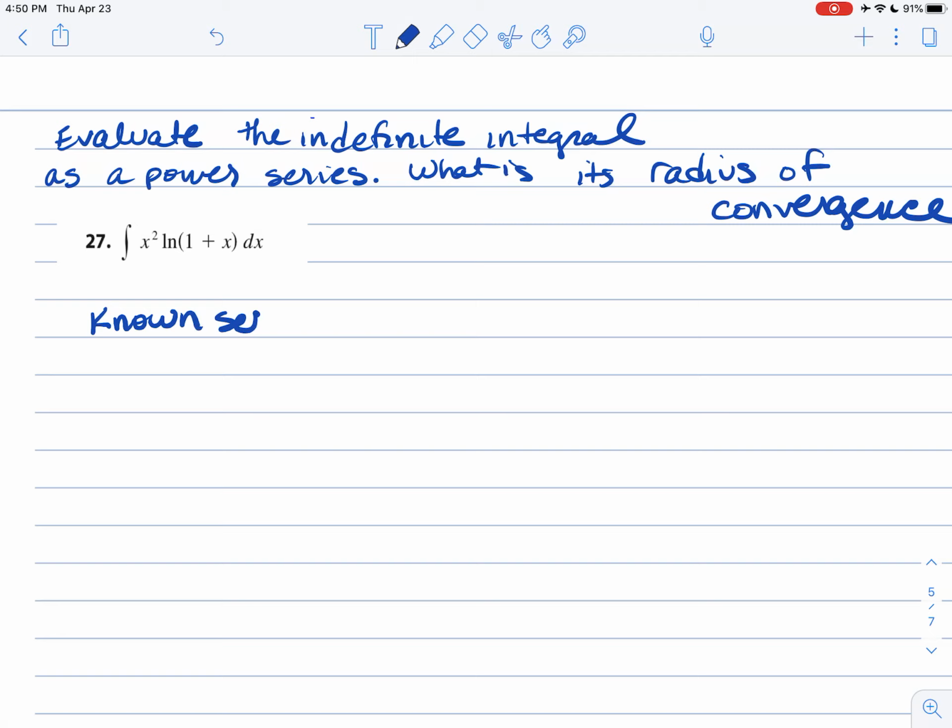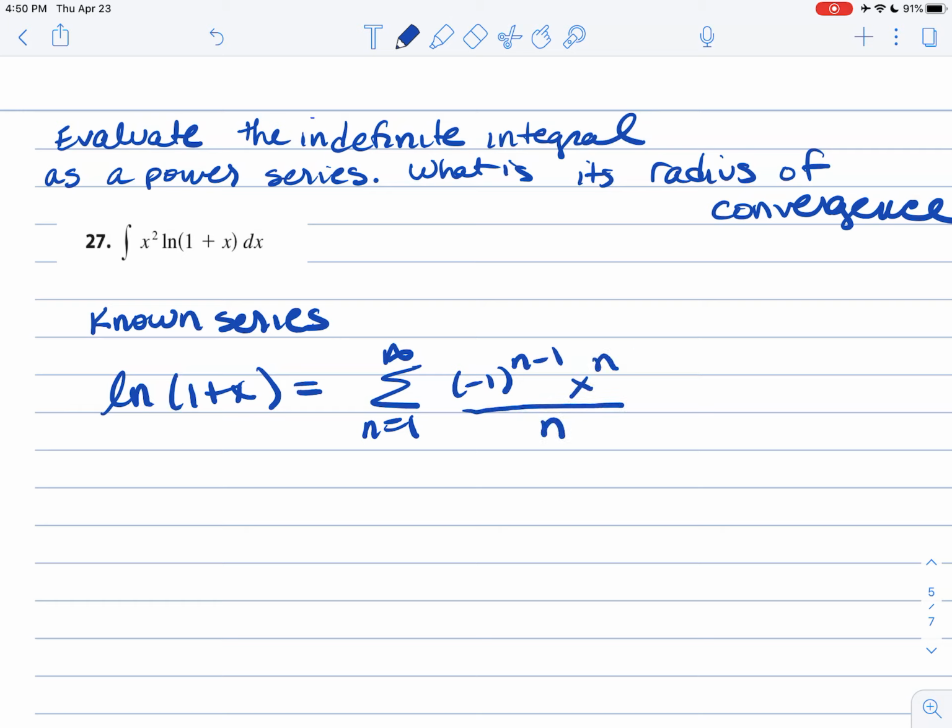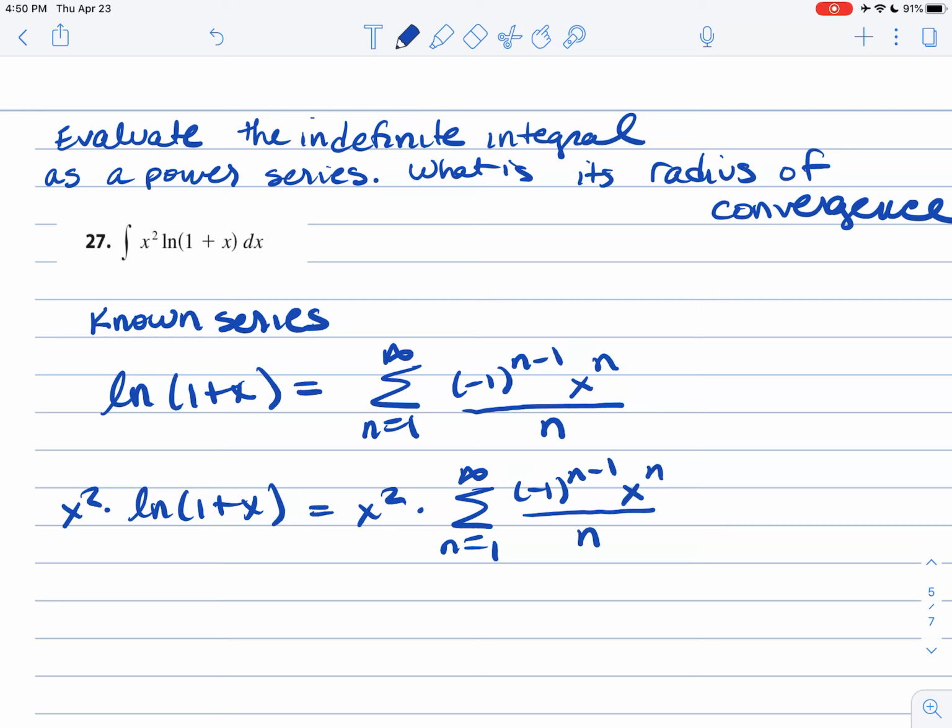So we first start off with the known series ln of 1 plus x, and that equals the sum from n equals 1 to infinity of minus 1 to the n minus 1 times x to the n over n, right? And we derived that last time. Next, we would multiply by x squared. And so we're going to multiply that sum by x squared.